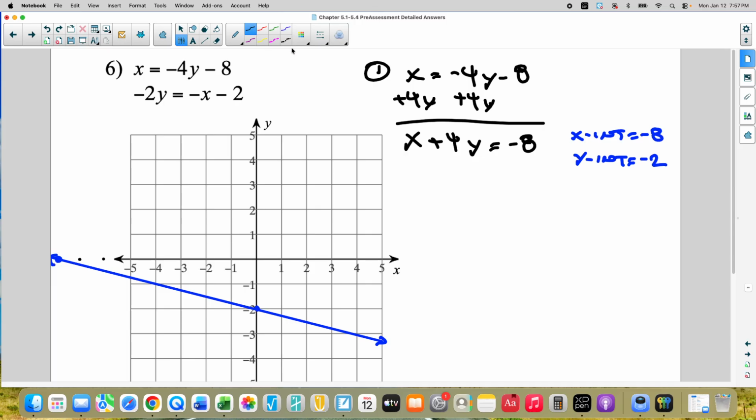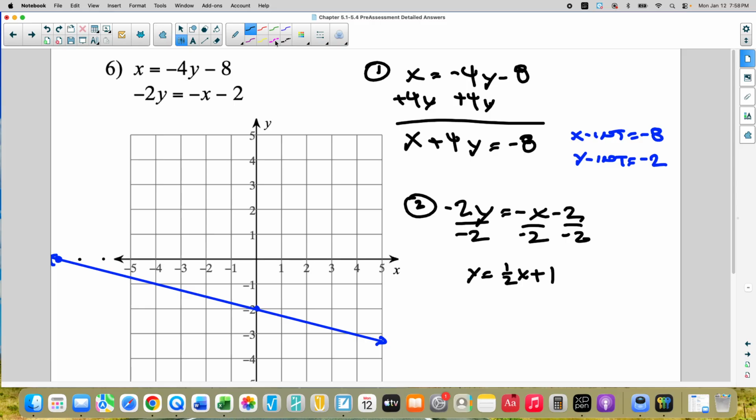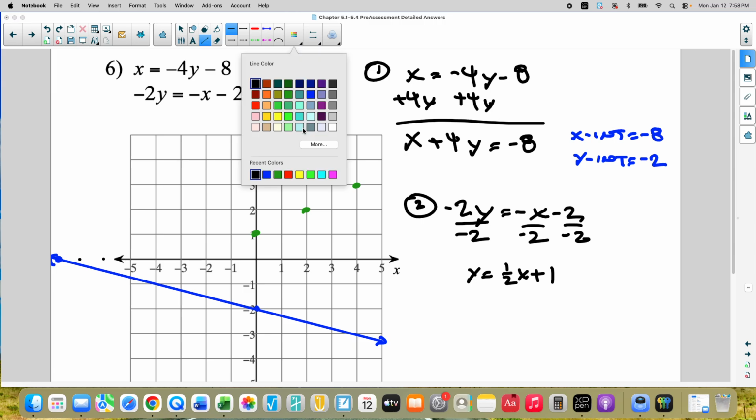And let's look at the second equation. Second equation is -2y equals -x minus 2. We'll divide everything by -2, giving me y equals 1/2 x plus 1. So my y-intercept is 1, and my slope is up 1, right 2, up 1, right 2. Let's connect those dots.